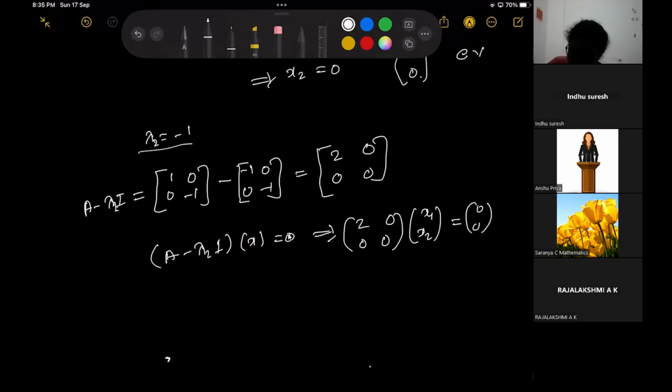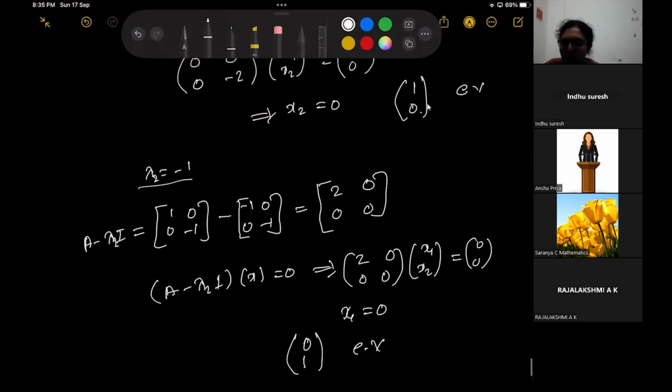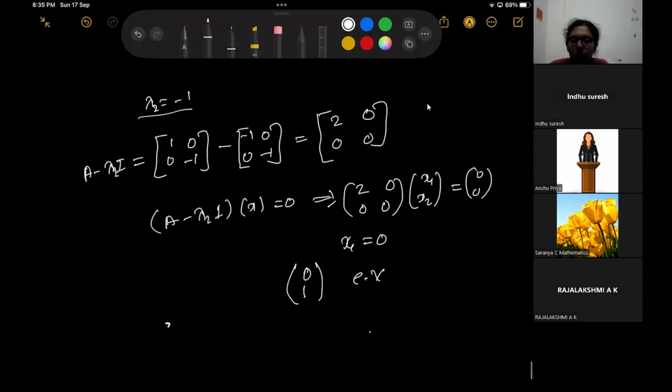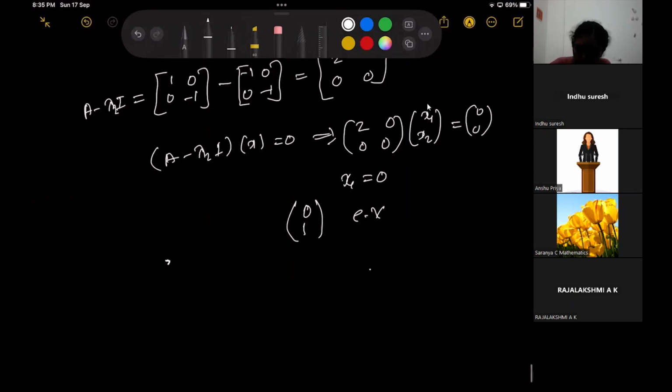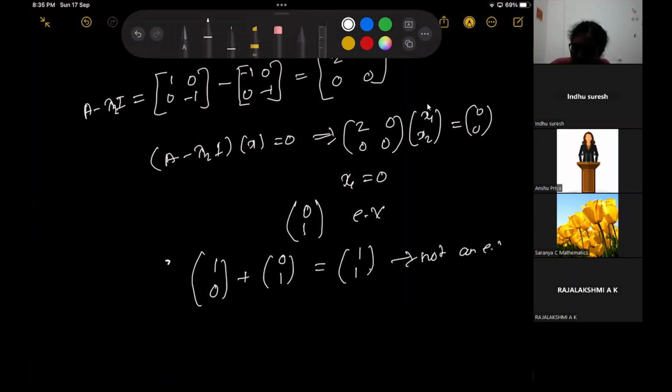From here we will get x1 equal to 0, but x2 can take any value. Here 2 x1 equal to 0 and 0 x1 plus 0 x2 equal to 0. So whatever the value of x2, it does not matter. So for example, we can say 0, 1 is an eigenvector. So we got one eigenvector 1, 0 corresponding to lambda equal to 1 and 0, 1 corresponding to lambda 2. So I'm adding 1, 0 plus 0, 1 equal to 1, 1. It is not an eigenvector.